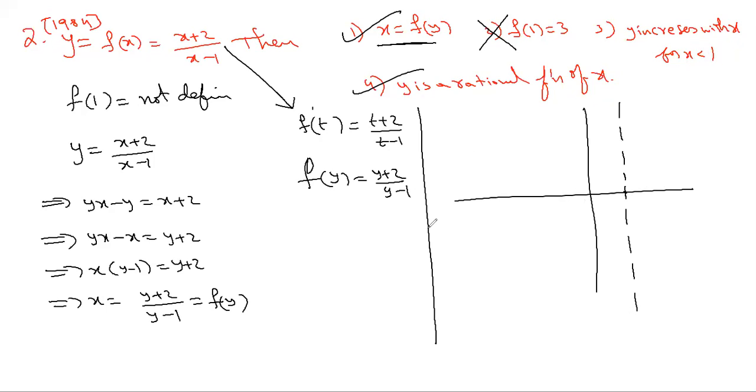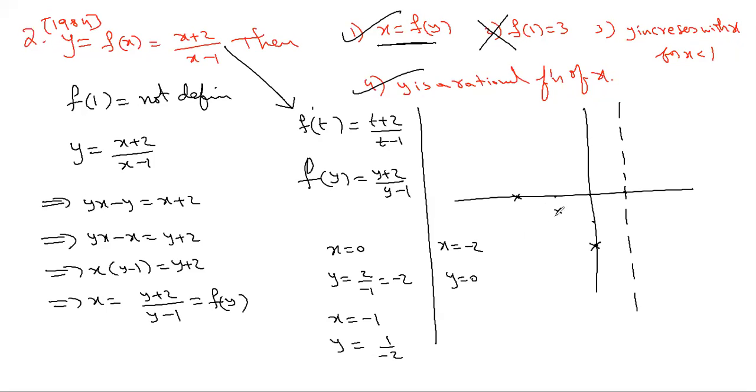So with that experience, we can draw the graph of it. For x less than 1, you can take some values. If you substitute x equal to 0, y equal to 2 by minus 1, which is minus 2. At x equal to 0, y is minus 2. Minus 2 is somewhere here. Next, substitute x equal to minus 1. Then y equal to 1 by minus 2, so minus half. Minus half is somewhere here. Next, take x equal to minus 2. Then y equal to 0.